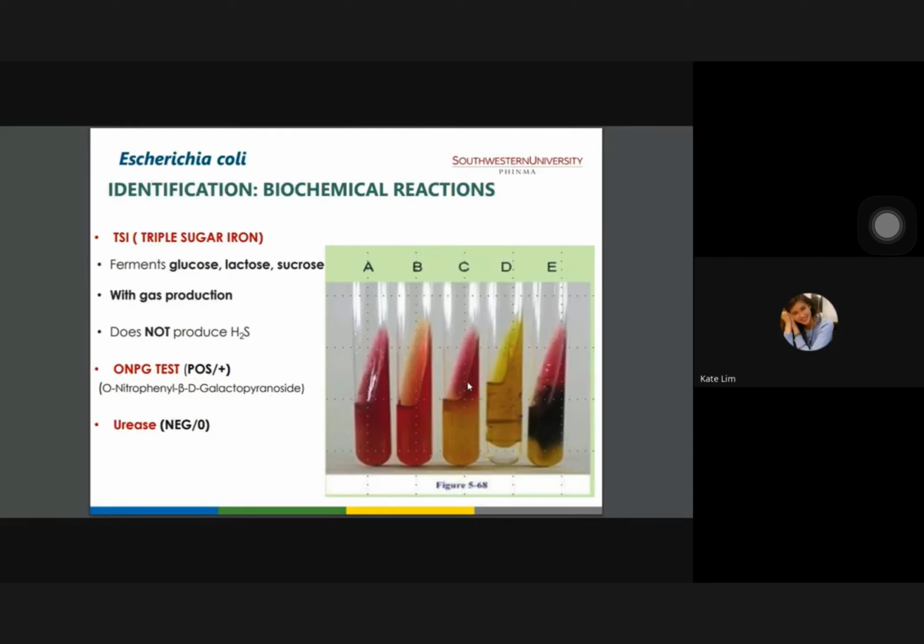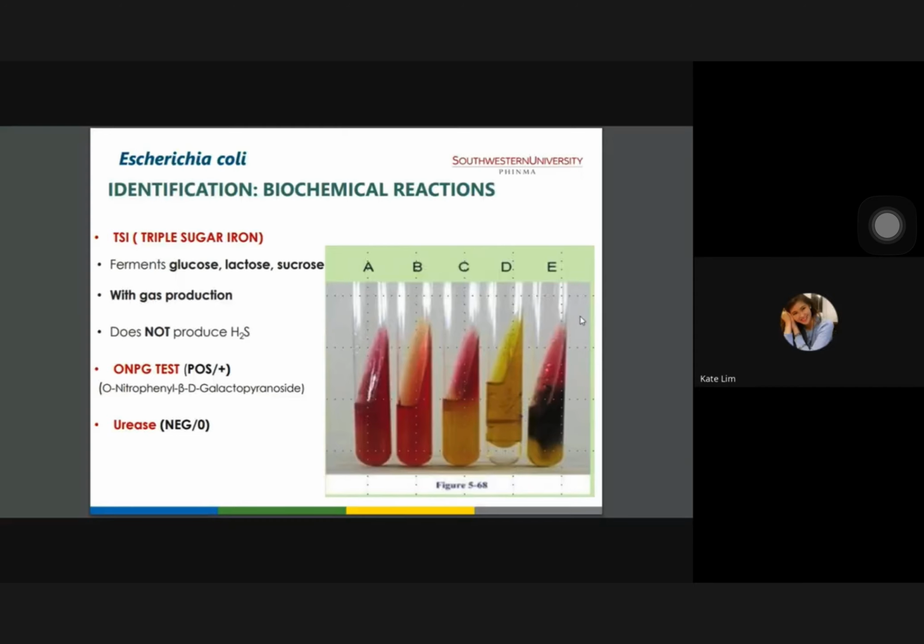How about this one? There is a red coloration, meaning no change of color, so it is still alkaline, that is K. The butt is yellow, so that should be K over A, alkaline over acid. What do we see in the butt? That is your glucose, so only the glucose is fermented. In your result, that is K over A. Interpretation: only glucose is fermented.